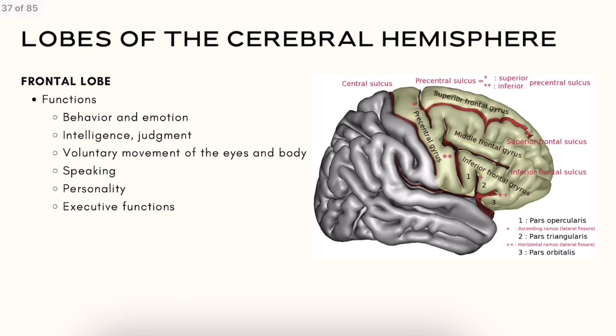And the functions of our frontal lobe would include behavior and emotion, intelligence and judgment, voluntary movement of the eyes and the body. It's also for speaking, it's for our personality, and of course for executive functions. So our executive functions are a set of cognitive processes that facilitate thinking, which is necessary for the control of behavior. So we have paying attention, organizing, planning, regulating emotions, decision making, inhibition, self-awareness, even problem solving.